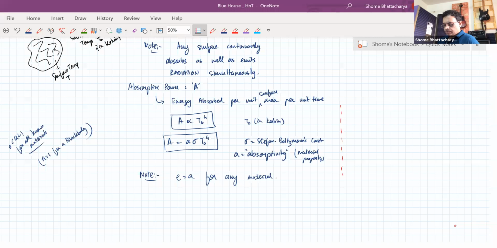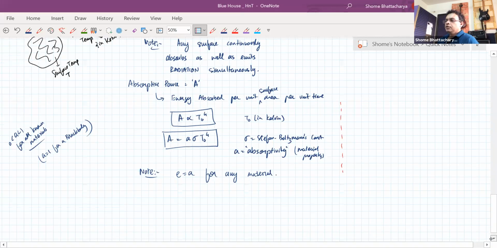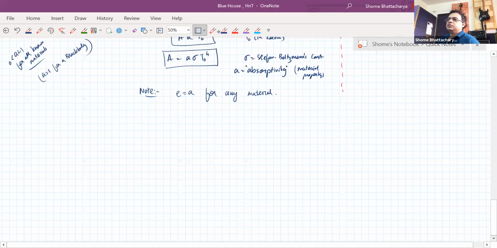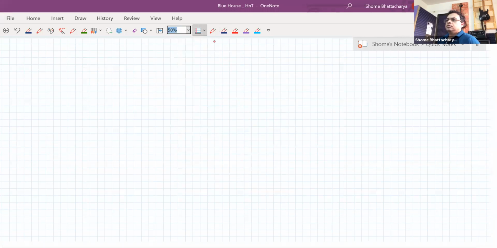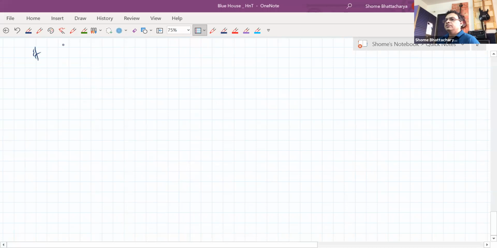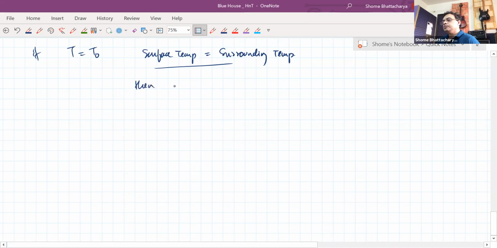Done. Yes, done. Okay, so now first of all, let's understand a situation where the surface temperature is identical to the surrounding temperature. Then what should happen? Then the given body is in thermal equilibrium with its surrounding.